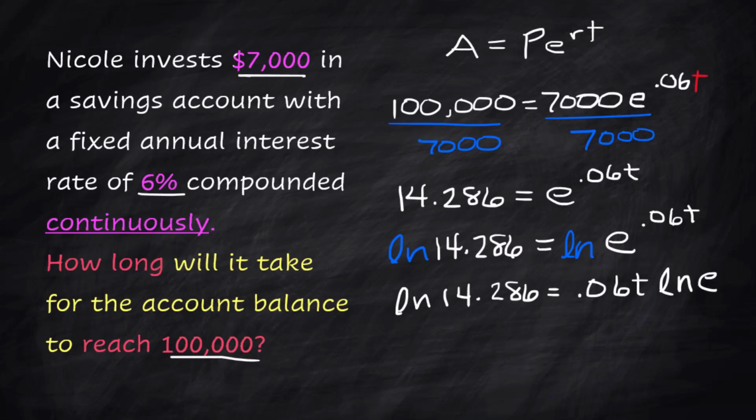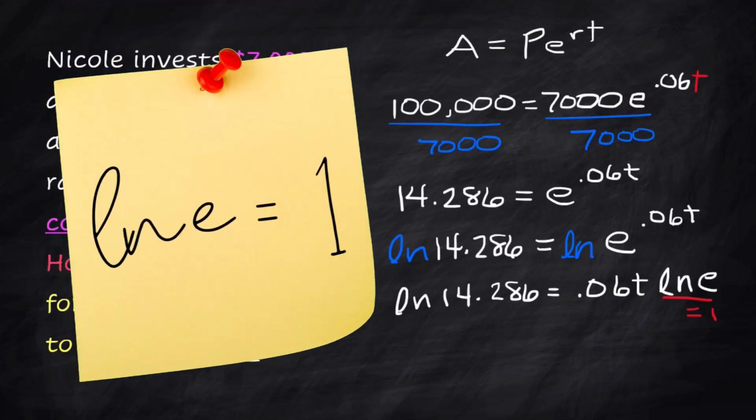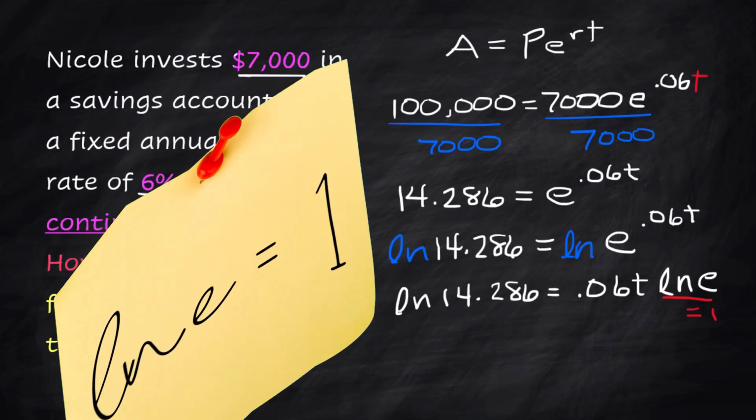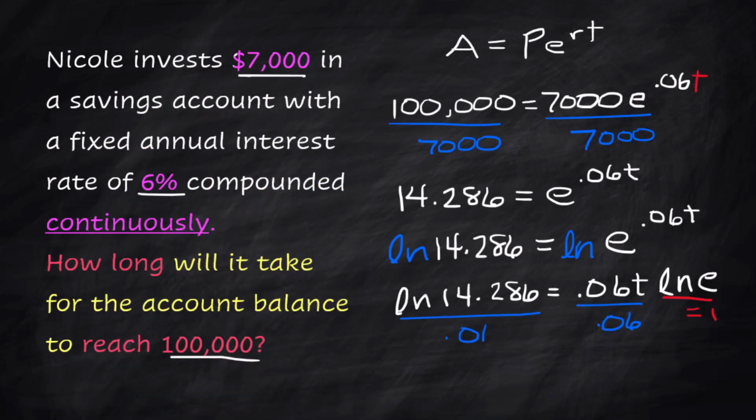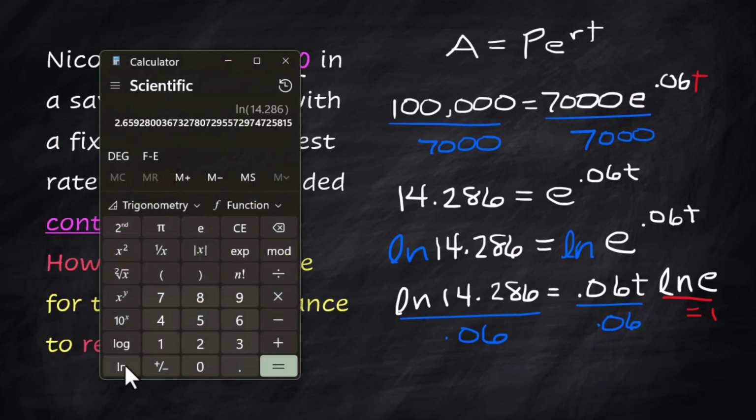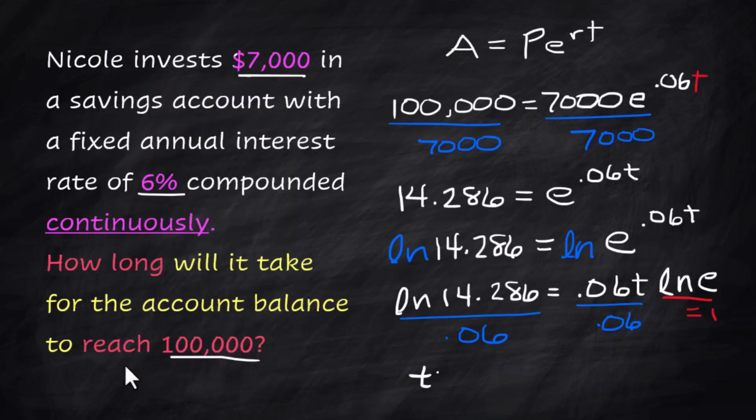But this is so cool. The natural log of e equals 1. So whenever you see that, you can kind of ignore it because it's just like multiplying times a 1. I'm going to divide right now by 0.06. And now we have the answer is 44.32 years. Now, if you want to compare that, that's faster than the other one, but not by a lot.